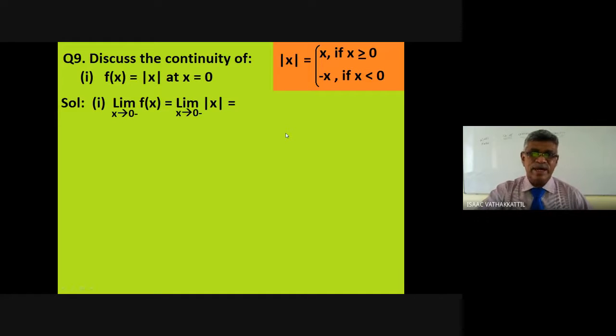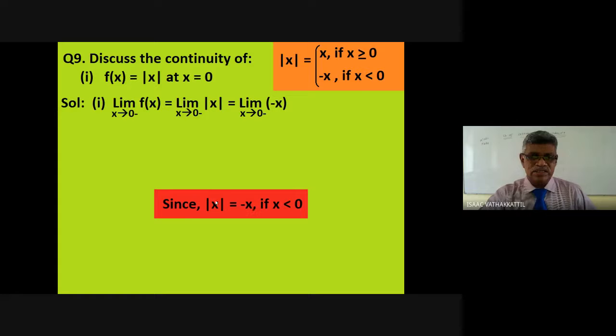Now, when x tends to 0 minus means x is less than 0, approaching 0 but x is less than 0. When x is less than 0, what is mod x? Mod x is minus x. Mod x is minus x if x is less than 0. That is how we define. Now, minus x is a polynomial. X approaches 0 from below. For a polynomial, the limit is the value at every point, at 0 also. So, limit x to 0 minus of minus x is nothing but 0.